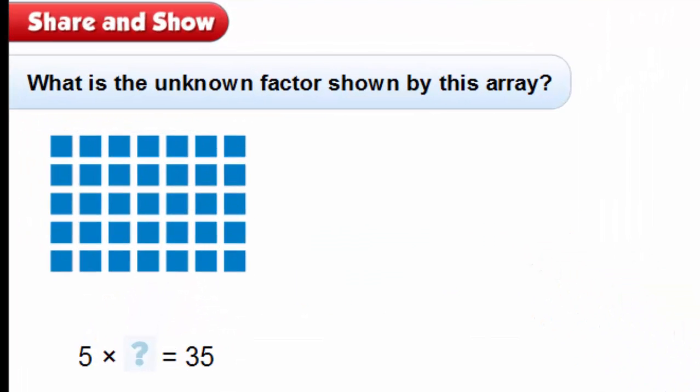What is the unknown factor shown by this array? So let's look at this array. Here we have 5 times what equals 35. What number goes in this equation?